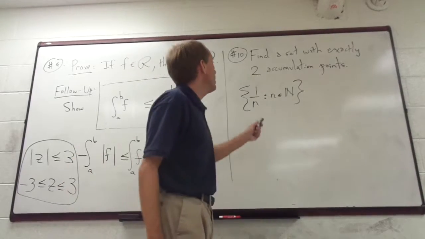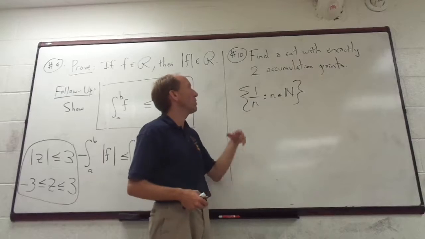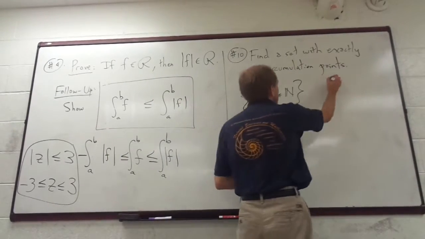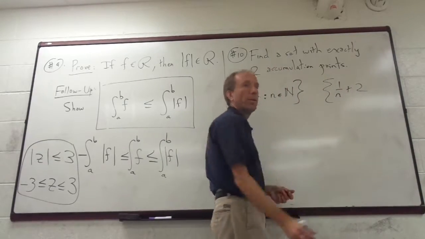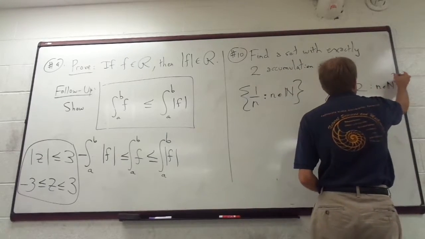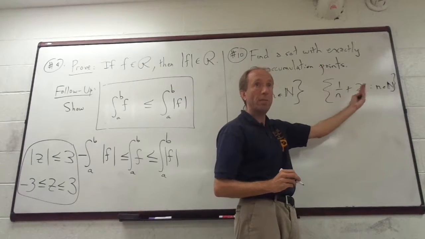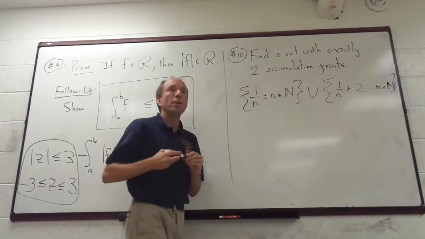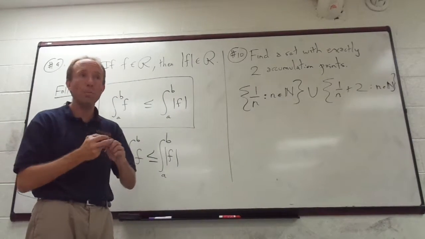Okay, so here you go. What's the accumulation point for this? 0. Okay, so that has 1. So then what are you going to do to get another one? Union 1 over n plus 2, or 1, whatever you want. Just add something to it, where n is in the natural numbers. Great. This has a single accumulation point, which would be 2. And then what do you do with these? Take the union, exactly.